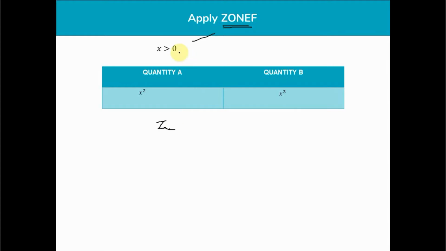X is greater than 0. Quantity A is x square, quantity B is x cube. X is a positive number, right? I don't say it's an integer, I just say it's a number, some kind of number. Nowhere is it given that it's an integer. X is greater than 0. The immediate instinct is to say that x cube is greater than x square.